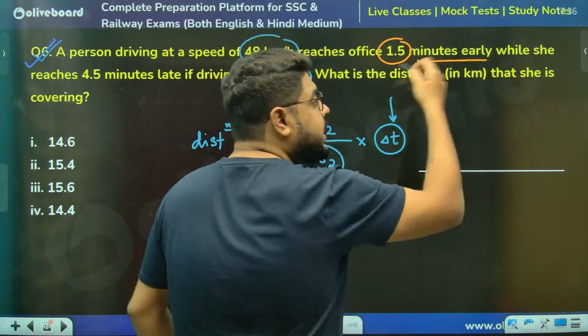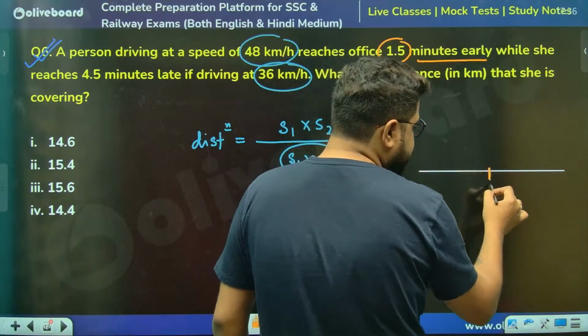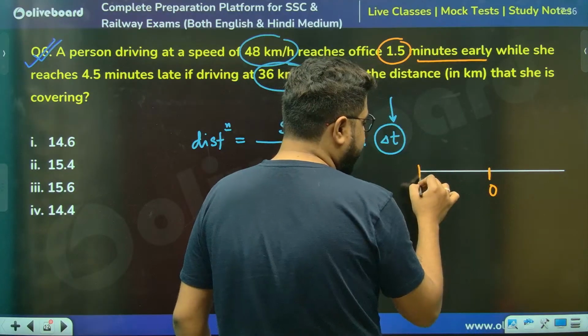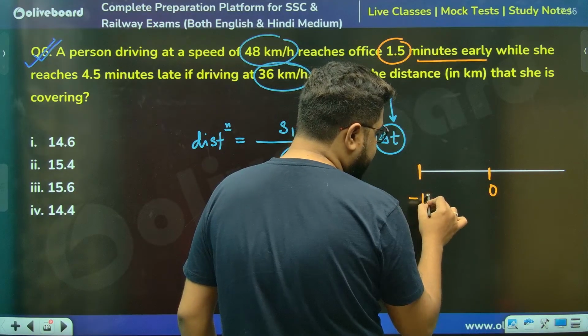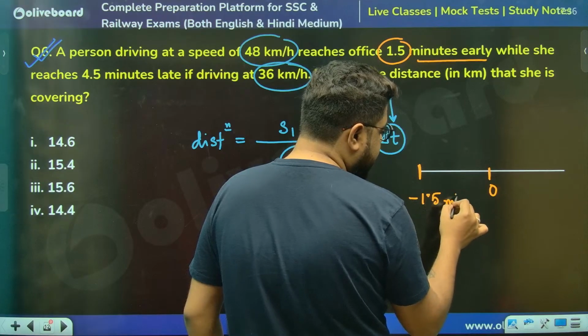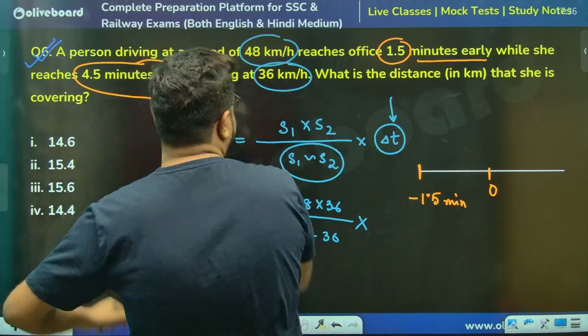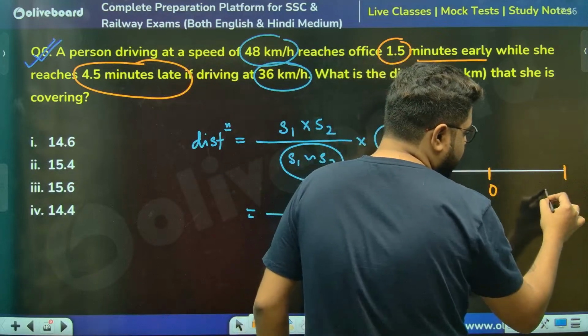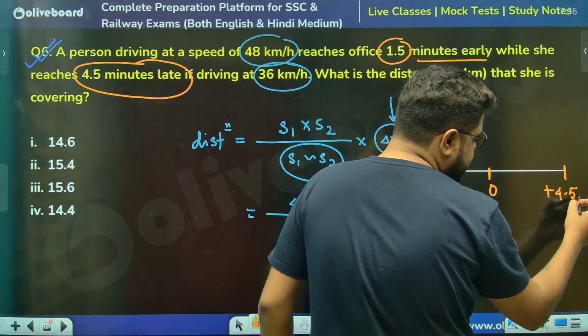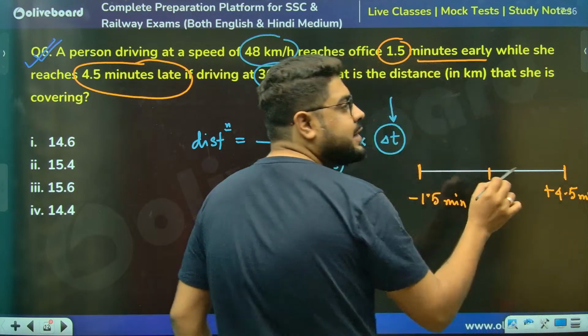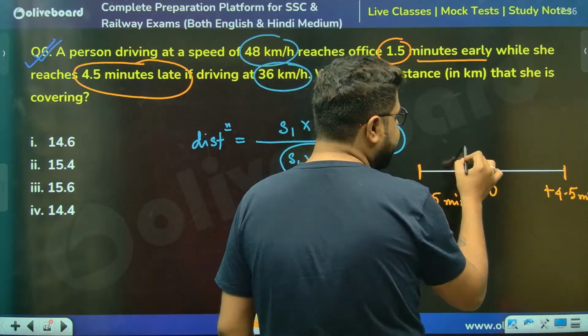1.5 minutes early. So if this is your 0, 1.5 minutes early means minus 1.5 minutes. And if he goes by this speed, it is 4.5 minutes late. So this is plus 4.5 minutes. What is the difference? The difference will be 6 minutes.